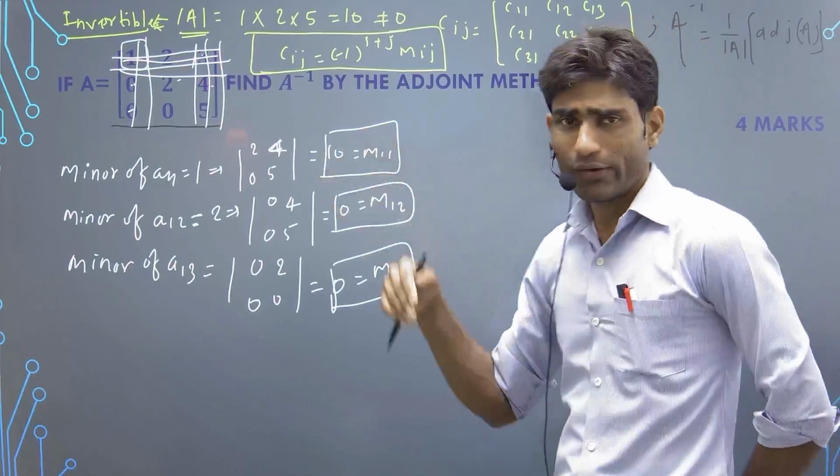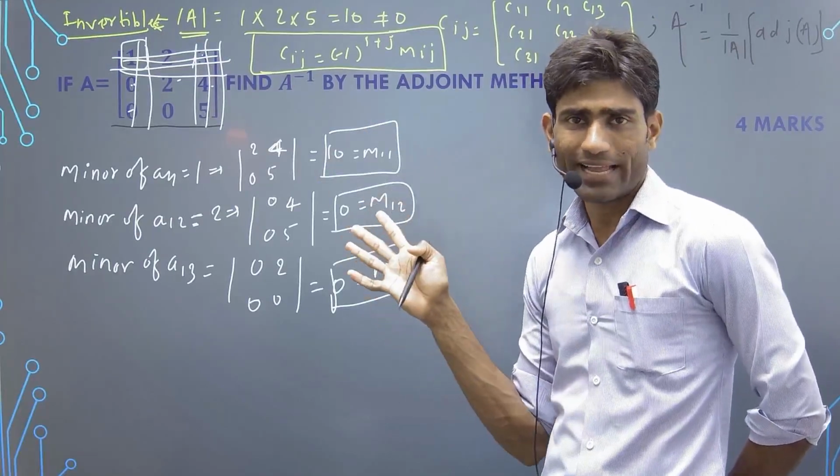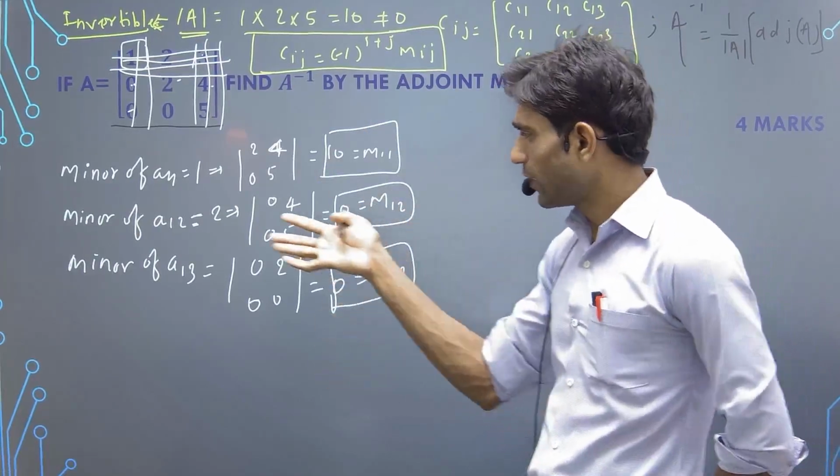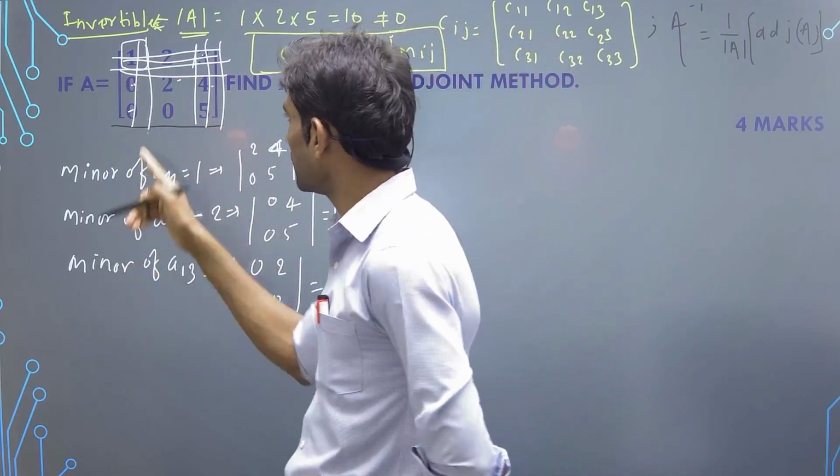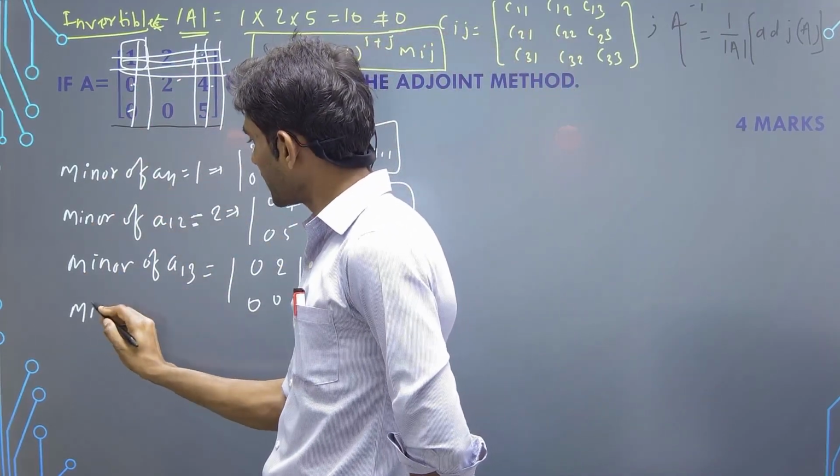I hope you all have understood this part. It is not that difficult. We just need to find the minor for each and every element. You can go for the second and third rows also. So what will we get as the next minor?